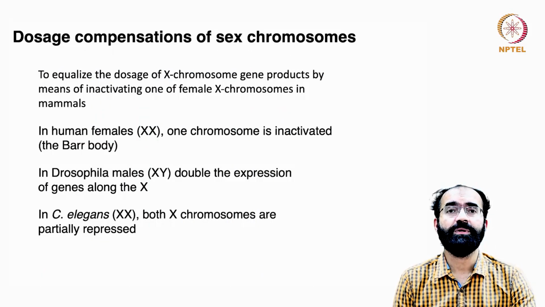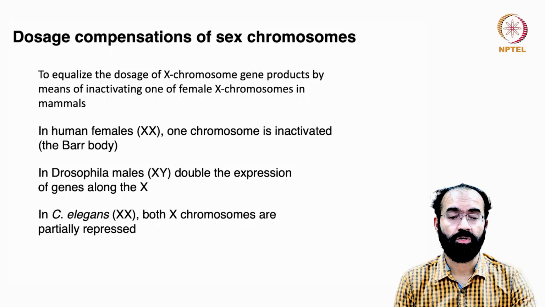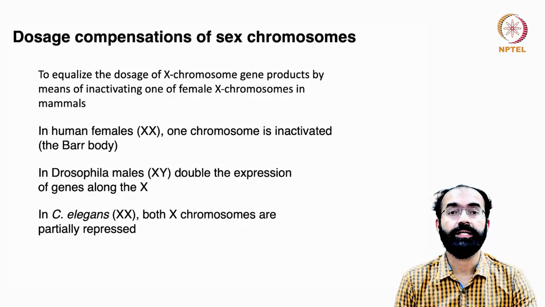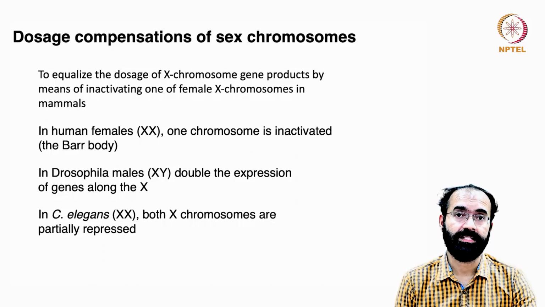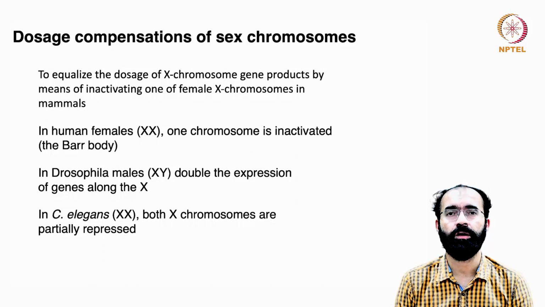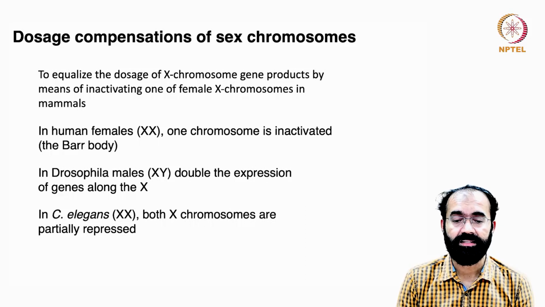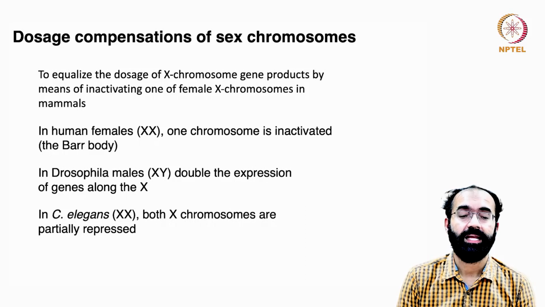So dosage compensation of sex chromosomes is mainly done to equalize the dosage of X chromosome gene products, that is proteins that are produced, and also many RNA genes and their gene products, by means of inactivating one of the female X chromosomes in mammals. So this is the fundamental principle.